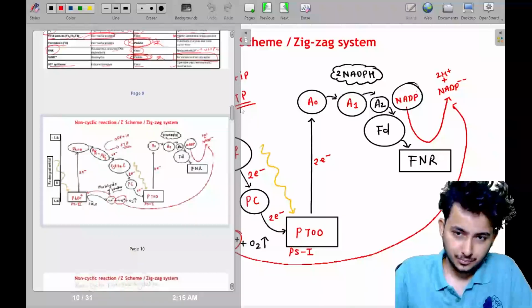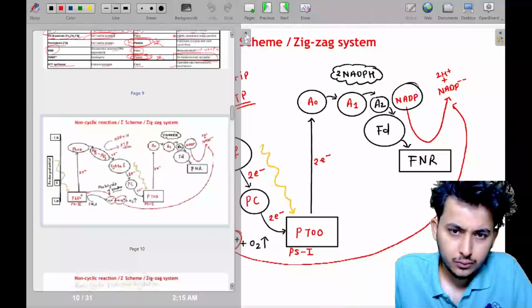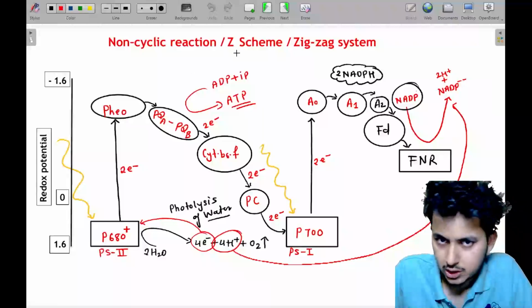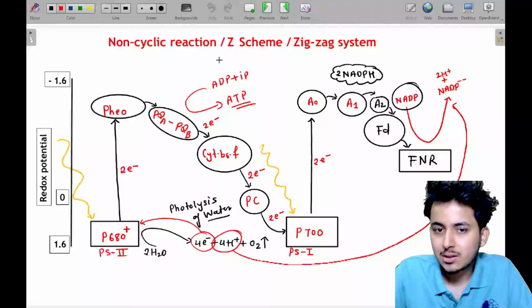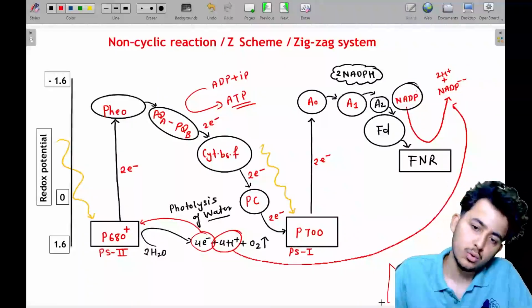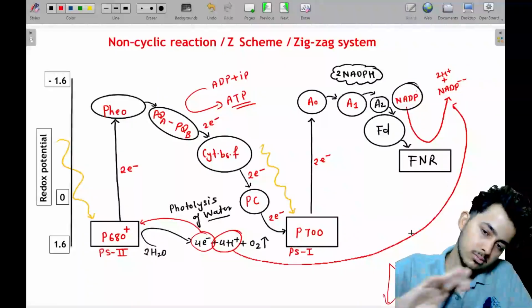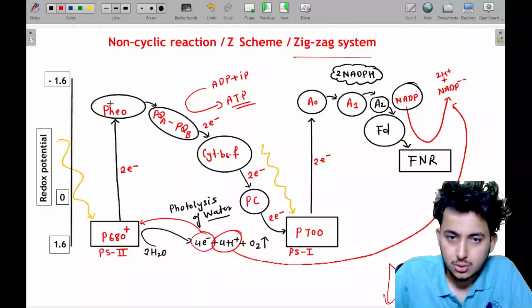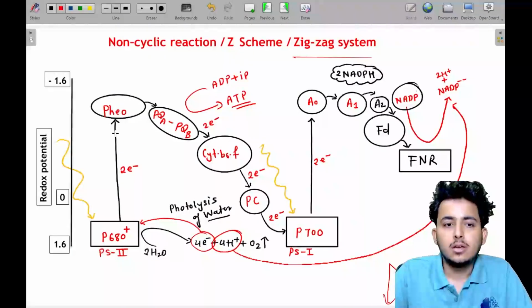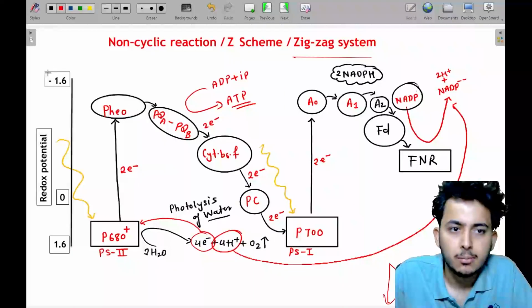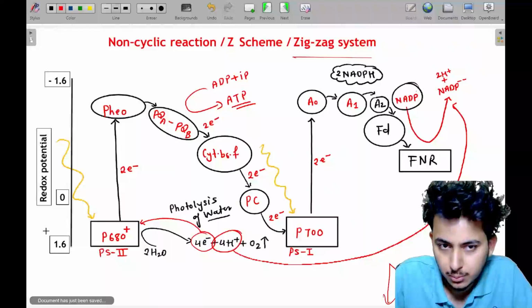Now, without further delay, let's start with the non-cyclic photophosphorylation, also known as the Z scheme, because the electron flow is like a Z. If you look at it like that, it is a Z. So people also call it the zigzag system. Basically, here we have the redox potential scale, minus 1.6, 0, 1.6.